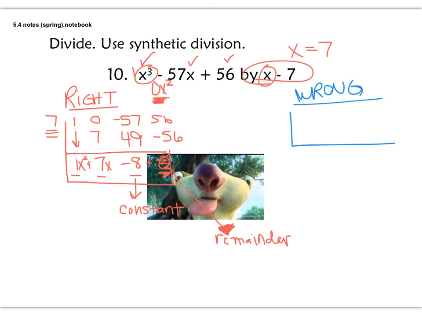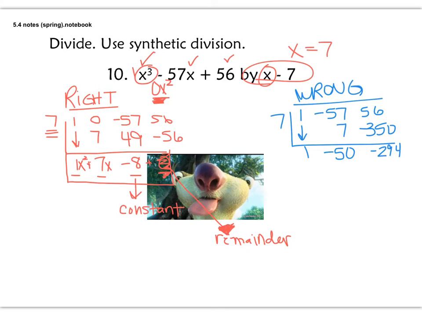So let's say you didn't notice that that x squared was missing, and you went 1 for my x cubed, I have a negative 57 for the x, and then you have a 56 on the end. Okay, just humor me. Let me show you how this works. So you drop down the 1, 7 times 1 is 7. Negative 57 plus 7 is negative 50. 7 times negative 50 is negative 350. And then you're going to add those together, and you are going to have 56 minus 350. That's going to give you a negative 294.